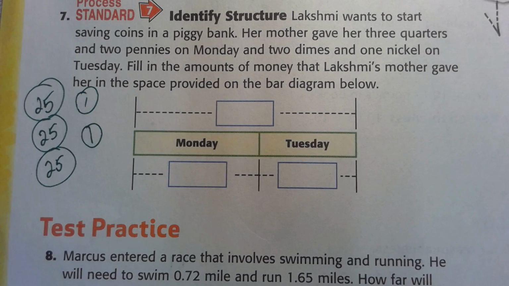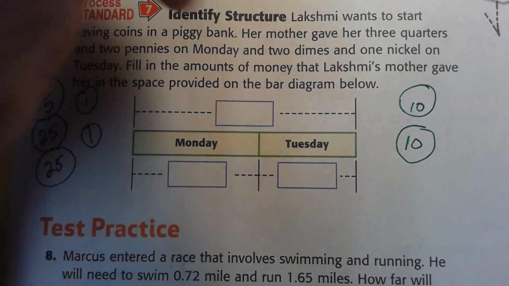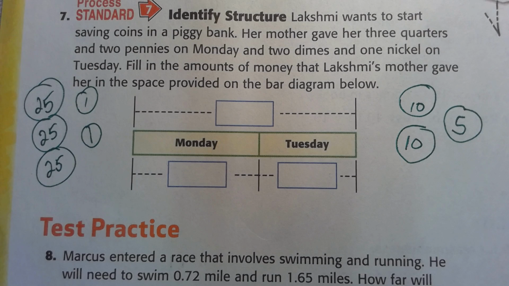On Monday, she has 2 dimes. How much is a dime worth? 10. 2 dimes and 1 nickel. What's a nickel worth? 5. All right. Do you know how to count? Fill in the amount of money that Lakshmi's mother gave her in the space provided on the bar diagram below. So let's add up this money right here.